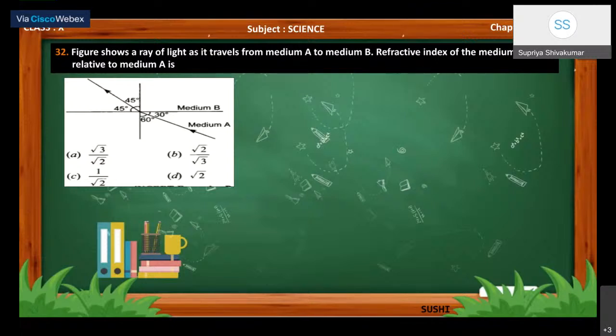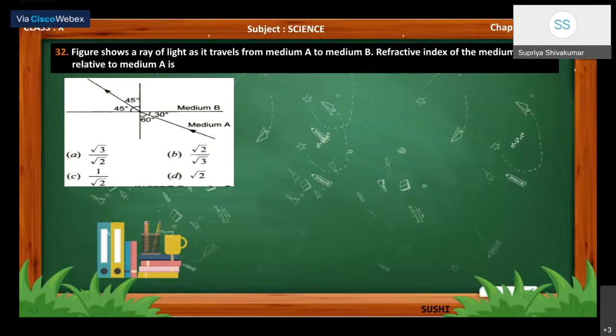So here the ray of light is traveling from medium A to medium B, where the angle of incidence is 30 degree. Is it 30 degree or 60 degree? Are you people following? Am I audible to you? Yes, ma'am. Are you calculating it? Option B. Okay, I'll just give you a clue, students.